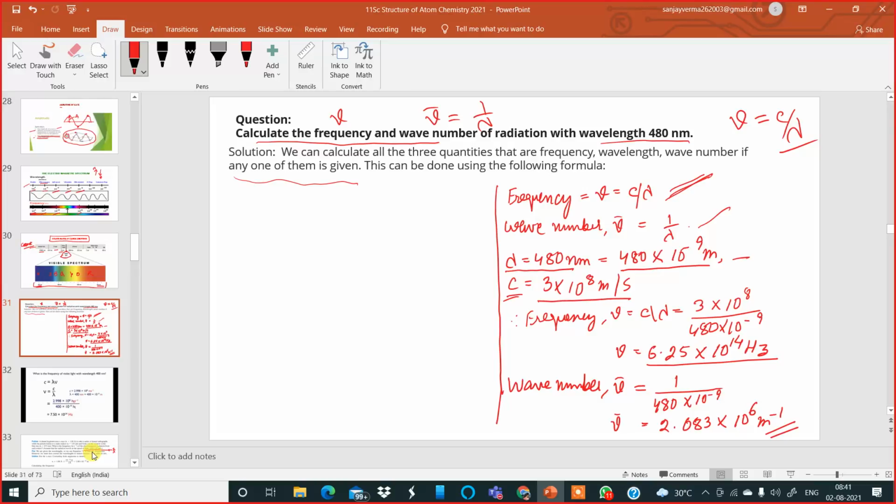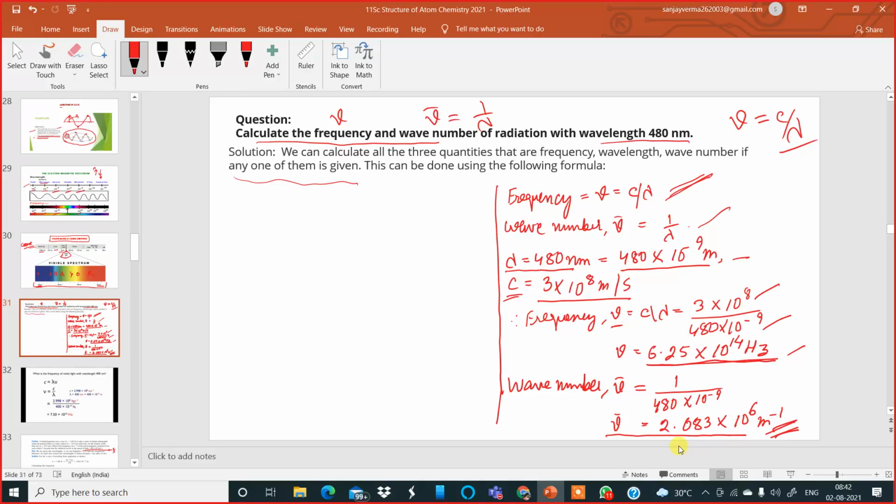Now we first calculate v is equal to c by lambda. The value of c is here, lambda is here. Upon calculation we get 6.25 into 10 power 14 hertz, cycles per second, as the frequency. After that, wave number is equal to 1 by lambda, so 1 by 480 into 10 power of minus 9 becomes the wave number. We get a value of 2.083 into 10 power of 6 per meter.